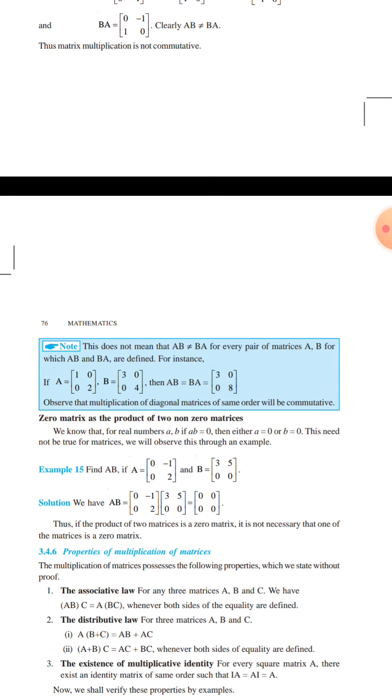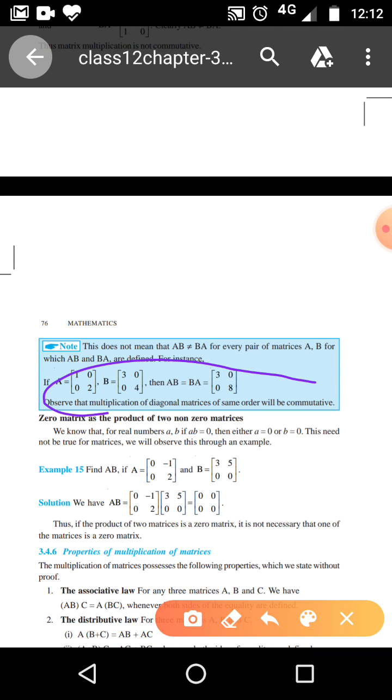See, this is very important. There are two diagonals, one is the main diagonal and another is this diagonal. So if except for the main diagonal all elements are 0, see here 0 0 0 0, then AB and BA are both defined and they are equal.